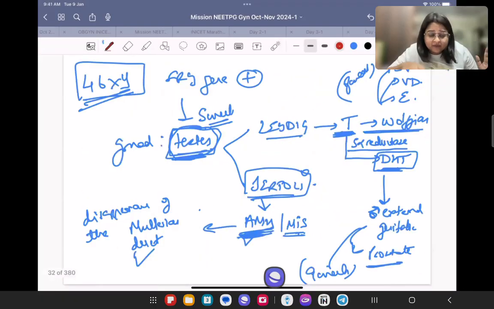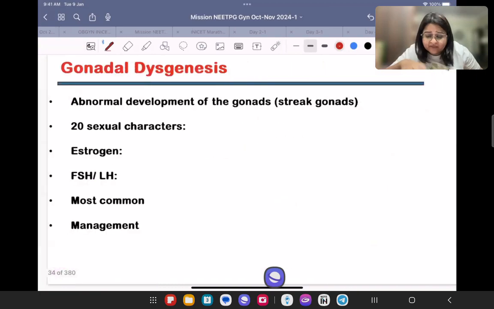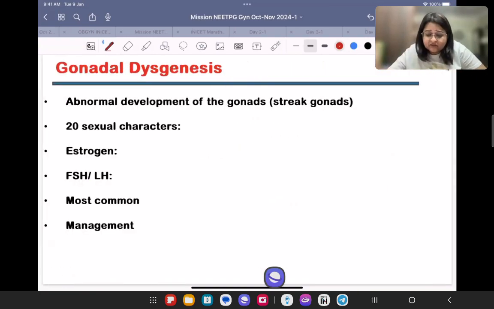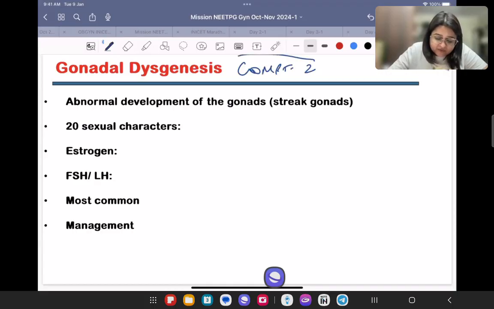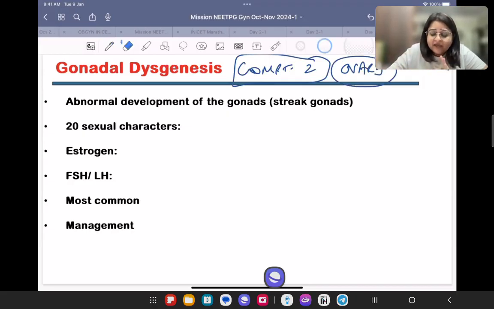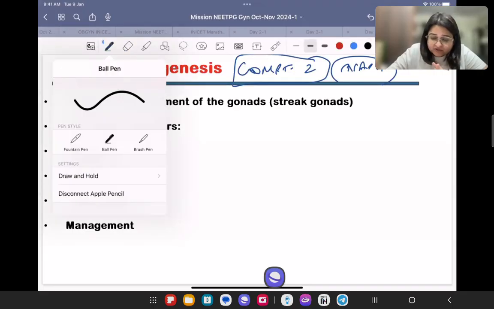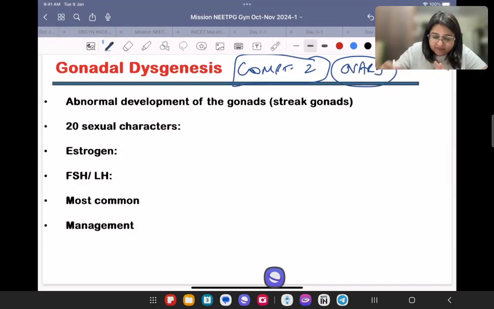So now, coming back to primary amenorrhea, we're going to discuss this again in detail in some more time. But let us first discuss the compartment 2 problems. What were the compartment 2 problems? Compartment 2 problems were problems with the ovary. So you have a patient with primary amenorrhea and the problem is in the ovary. This group of patients is basically referred to as gonadal dysgenesis. That is, the problem is in the ovary. Better than ovary, I will say the problem is in the gonad.